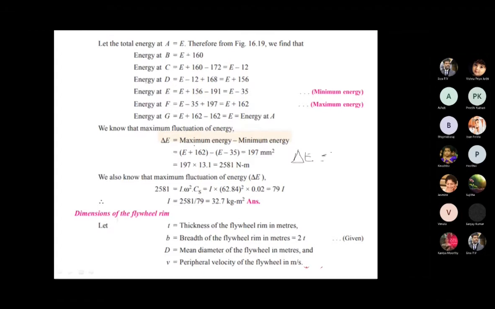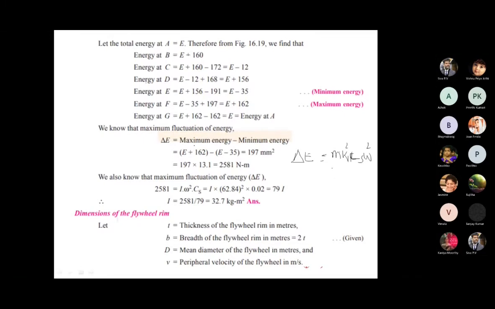The formula will be... have you seen this before? m k square omega square cs. So I equal to m k square. Right? Sorry, omega square was missing. M k square omega square cs is the formula.